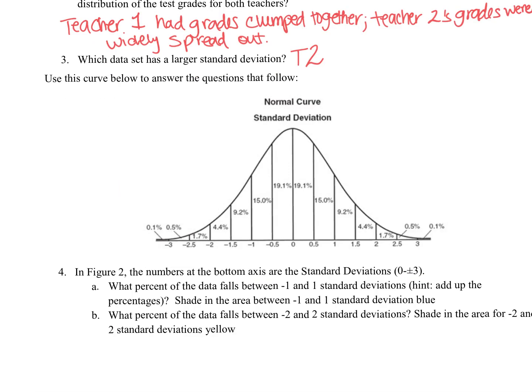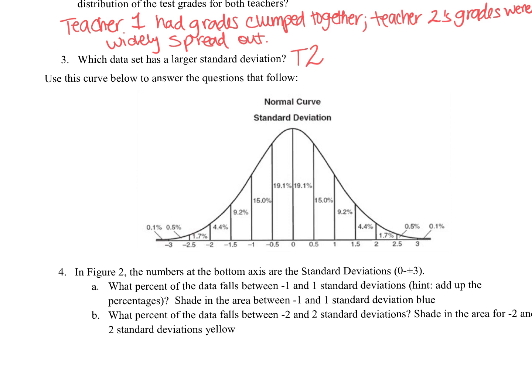So when we're looking at standard deviation, we can use what is called a normal curve to find out where our data falls. And this is what a standard deviation curve looks like, with the 0 representing the mean, and then from the mean going either positive away from the mean or going negative away from the mean. It says, in figure 2, the numbers at the bottom axis are what are known as your standard deviations. So you can see they go from 0 to +3 and 0 to -3.